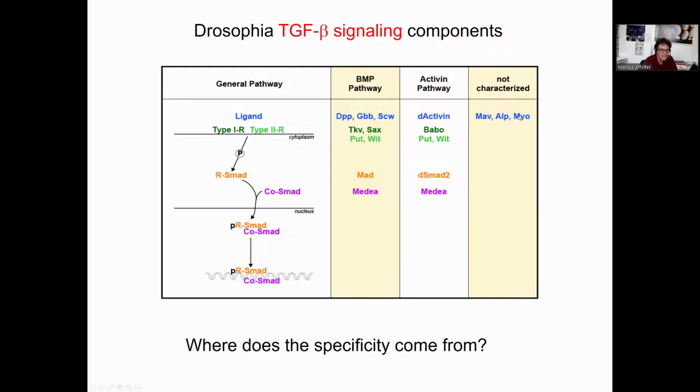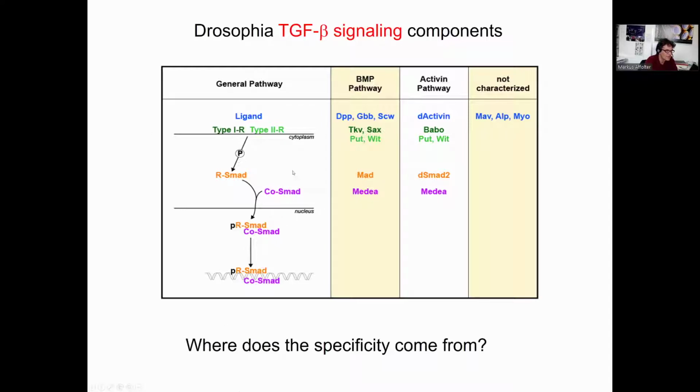Anyhow, there are three genes that have not been characterized all that much. We talk about this one here. The receptors we talk about are Thickveins and Punt. As you can see, there are other receptors, but for DPP, the most important receptors are Thickveins and Punt. Then we have MAD, which is the mediator, which associates with the co-SMAD, which is Medea. So we'll talk about DPP, the ligand, Thickveins and Punt, the receptors, and MAD and Medea, the mediators.